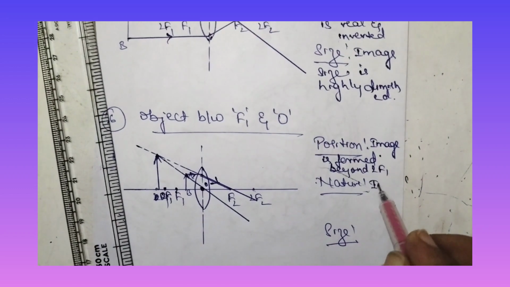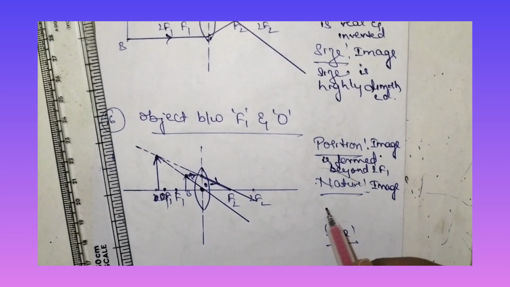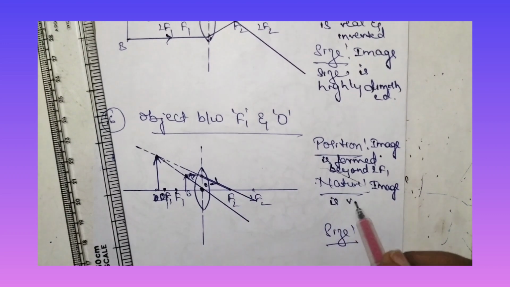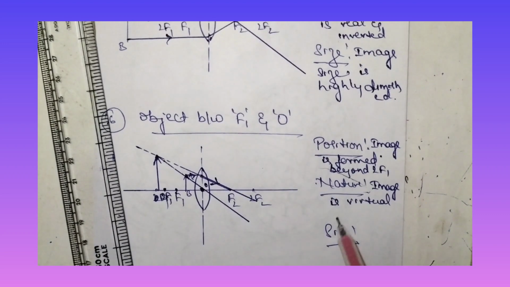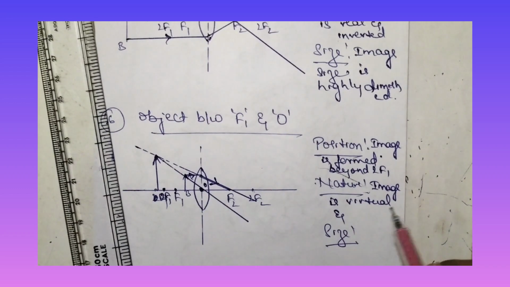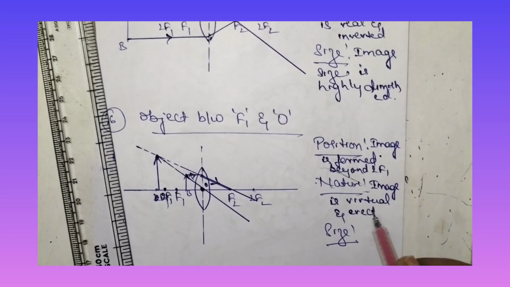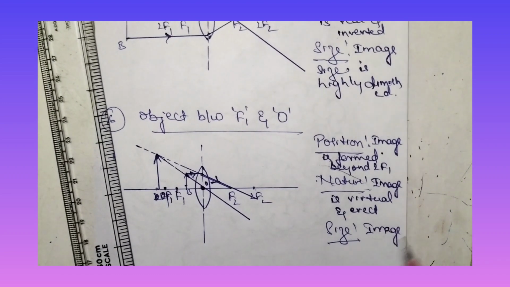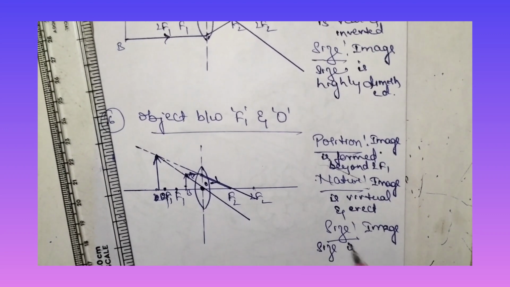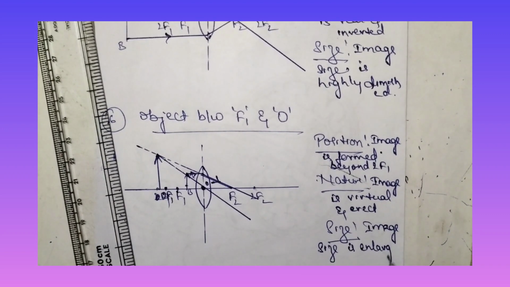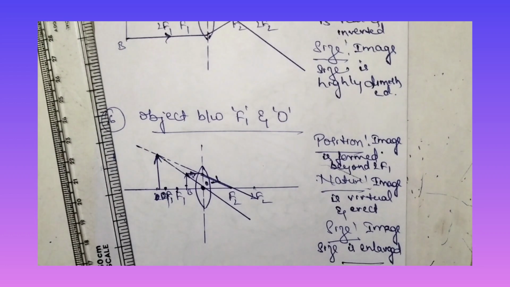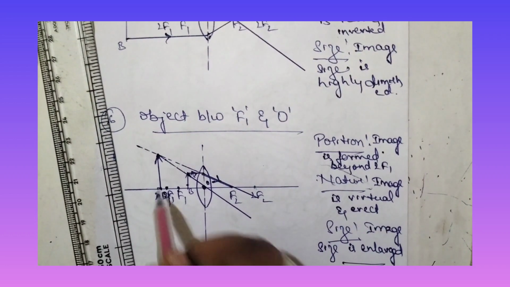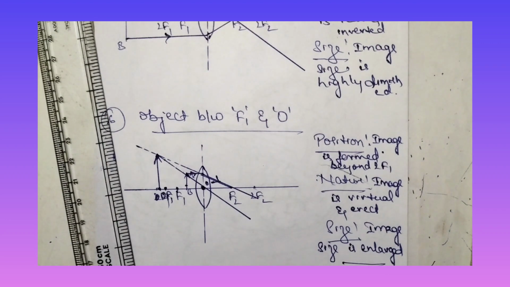Then the nature: since the image is formed on the same side where the object is kept, the image is virtual and erect. When compared to the object size, the image size is enlarged. That means the image is formed behind 2F1. So this is the sixth position that we have to study.